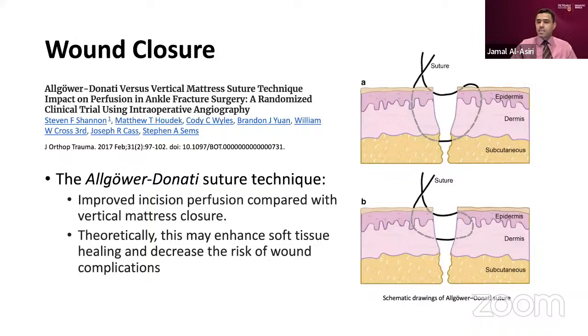Once we finalize the exposure and do the fixation, for wound closure there is a randomized controlled trial comparing the Allgöwer-Donati versus vertical mattress, and it found that the Allgöwer-Donati suture technique, as seen here in the schematic pictures, improved the incision perfusion compared with the vertical mattress, and hopefully decreased the soft tissue complications.